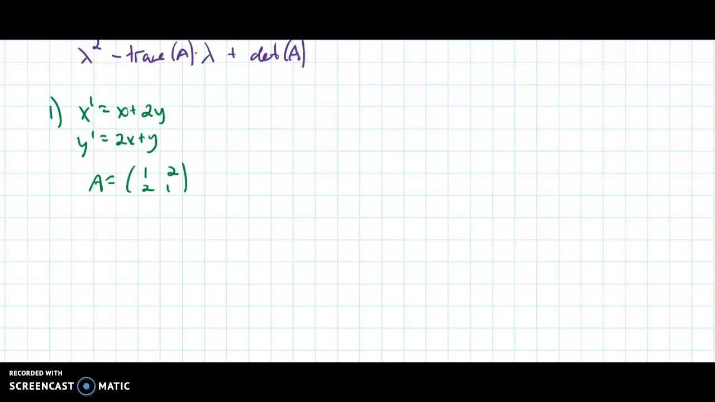Here comes your answer. It is lambda squared minus, all right, the trace is the sum of the pieces on the diagonal. 1 plus 1 is 2. Minus 2 lambda. And then the det, 1 minus 4. What's that? Minus 3. And then that's equal to 0. And I can go from there.